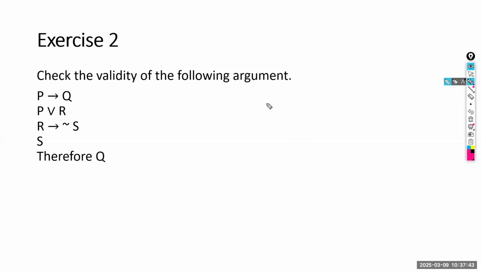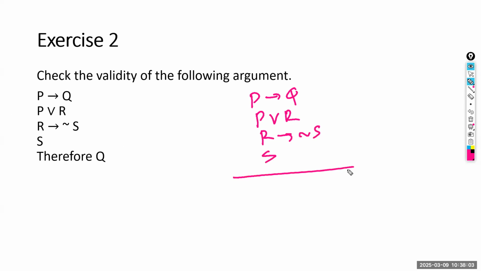Right. So let's take this P implied. So this order is not important, right? The order in arguments is not important. I can even write S at the top. P implies Q, P or R implies not S, S, therefore Q.